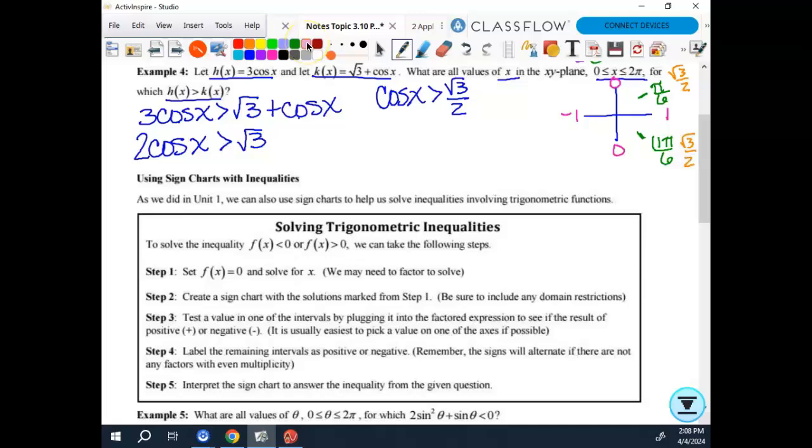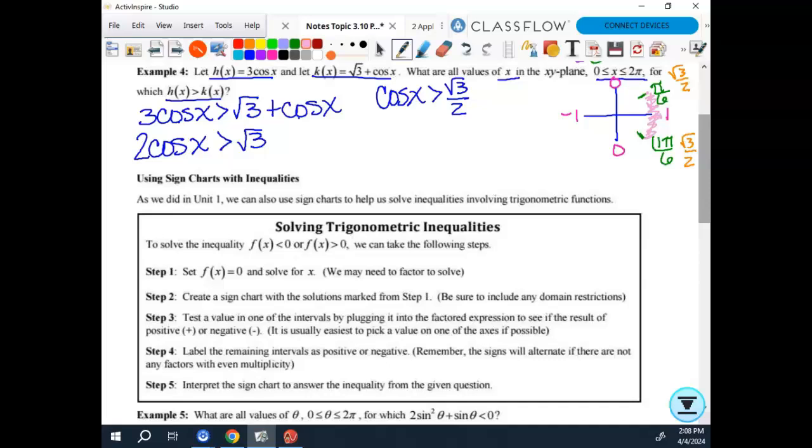Okay, so I want the cosine values to be greater than the square root of 3 over 2. So if I start here, am I going to get values greater than that if I head towards 0 or if I head towards 1? Head towards 1. Here, would I head towards 0 or 1? 1, same thing, right? All right, so this is the part of the circle that I want.